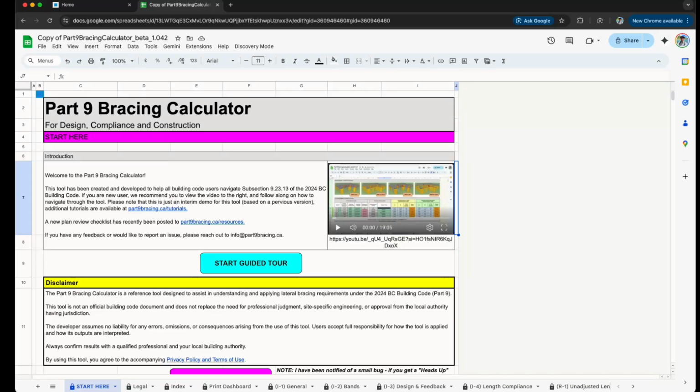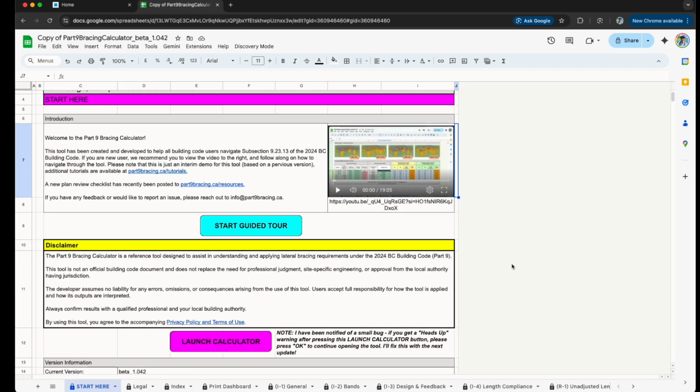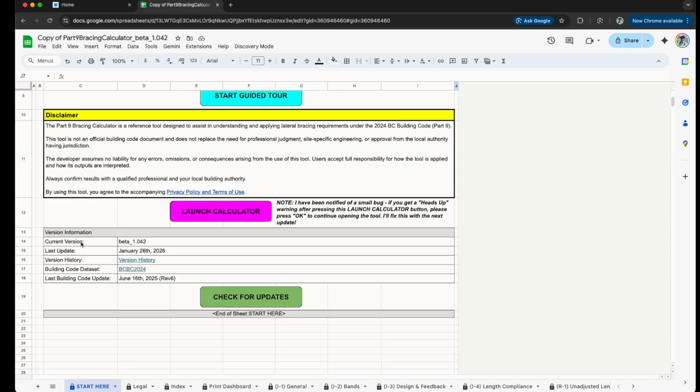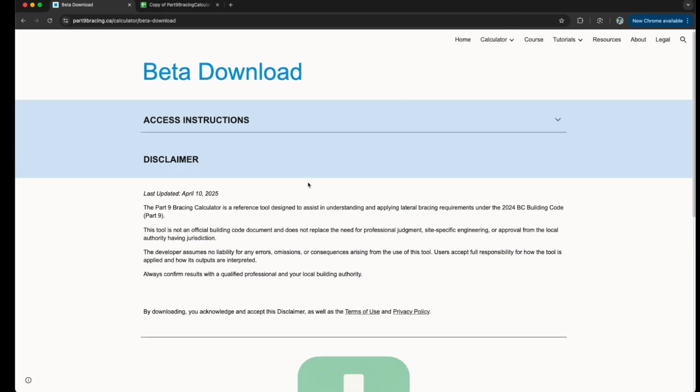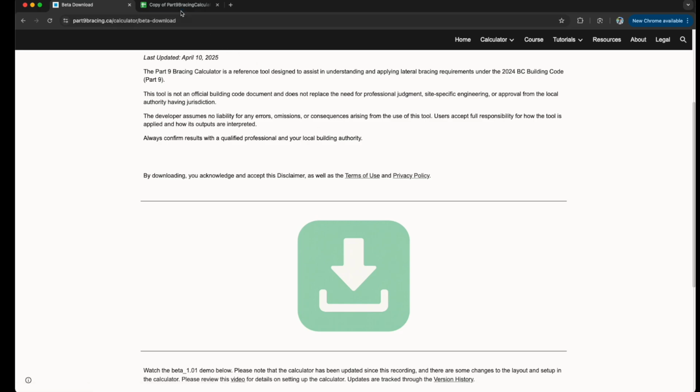Take a brief moment to introduce a new function that I've just released on the Part 9 bracing calculator. So I thought easiest just to do a quick video here. As I mentioned, there's been a recent release of the Part 9 bracing calculator on January 26, 2026. You can access this or check for updates through the check for updates button here on your version. If you need to download it again, you head to the Part 9 bracing.ca under the calculator, the beta download, and come to this button here.